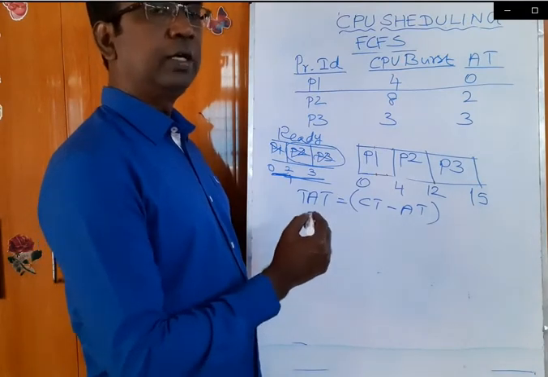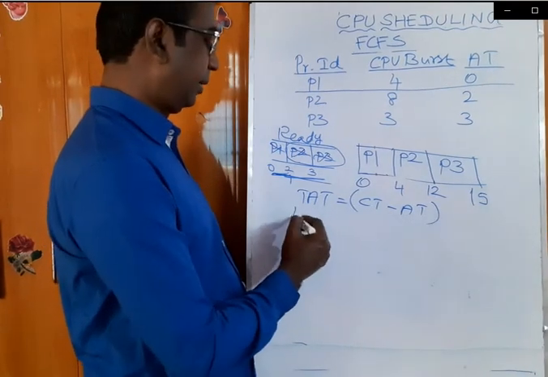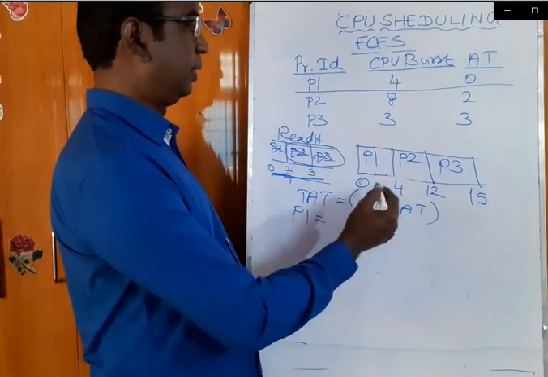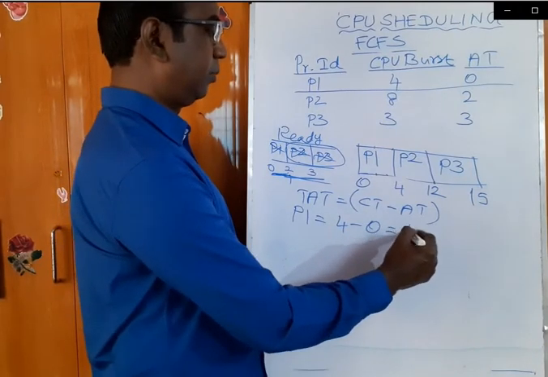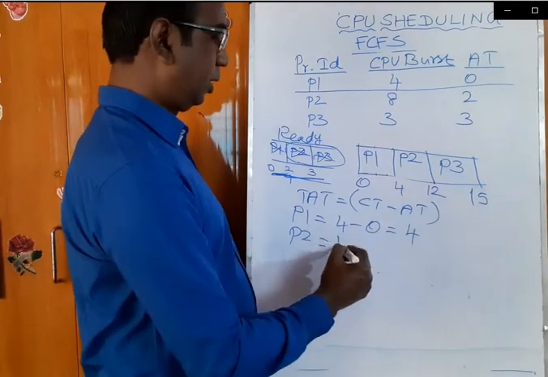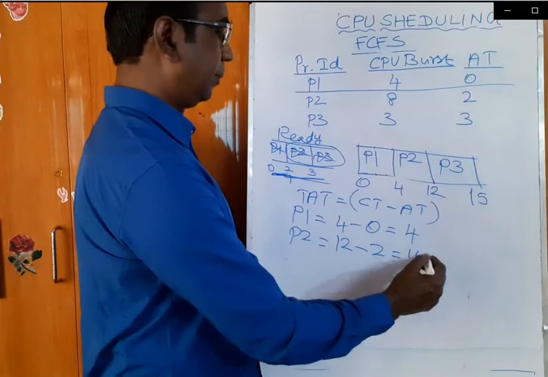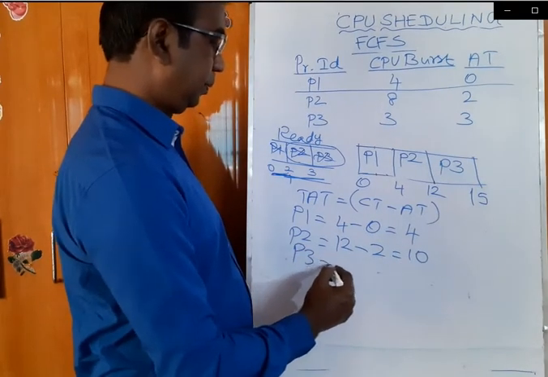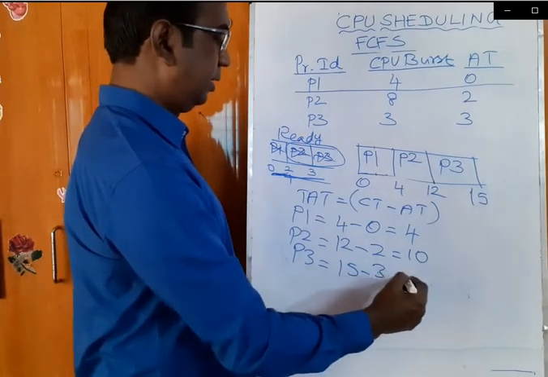Now look at turnaround time. The formula is simple: completion time minus arrival time. For process P1, completion time is 4 minus arrival time 0, so it is 4. Process P2, completion time is 12 minus arrival time 2 equals 10. Process P3, completion time is 15 minus arrival time 3 equals 12.